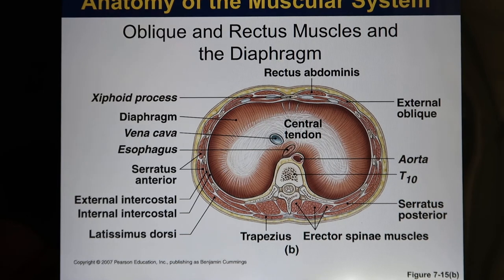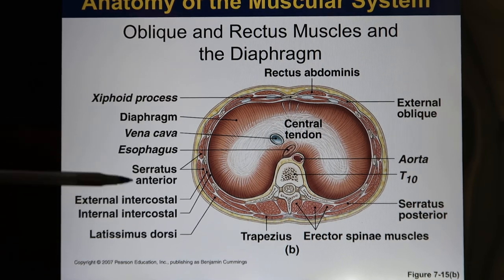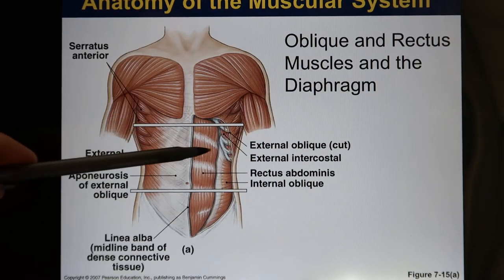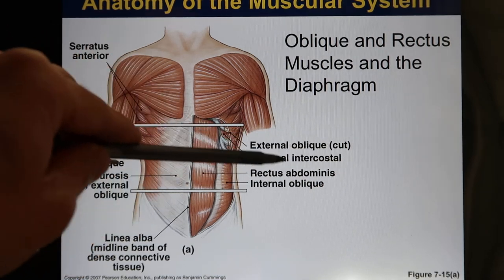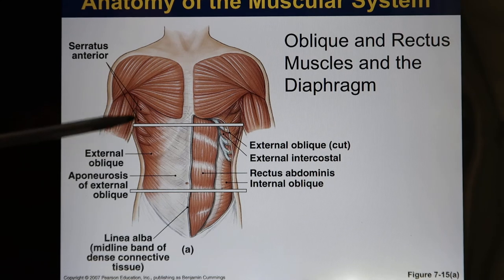And this muscle is the diaphragm. It separates your thoracic cage from your abdominal pelvic cavity, and it's mainly for breathing. The muscle between the ribs, we call the intercostal muscle. You have the internal intercostal muscle and external intercostal muscle. Muscles have layers. So between your ribs, that's the intercostal muscle. And this muscle is called serratus anterior.